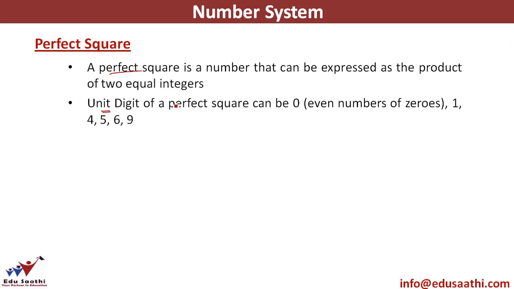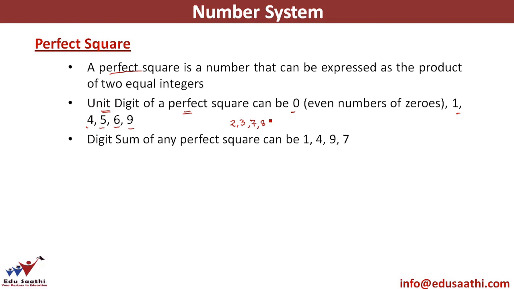Unit digit of a perfect square can be 0, 1, 4, 5, 6 and 9. A perfect square cannot end with 2, 3, 7 or 8. It has to only end with 0, 1, 4, 5, 6 and 9.